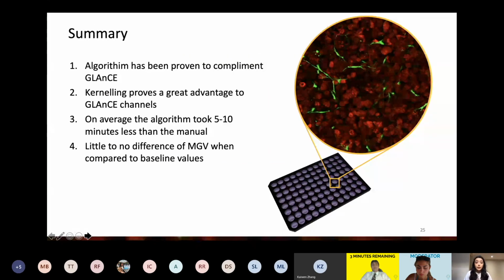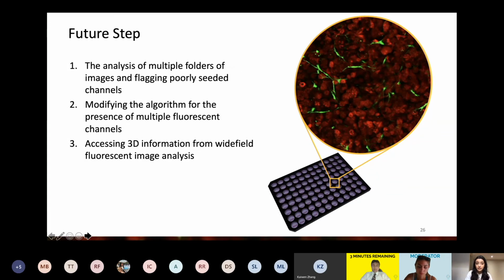In summary, our algorithm has been proven to complement GLANCE. It provides a great advantage to GLANCE channels, and on average, our algorithm took around 5 to 10 minutes less than the manual. There is little to no difference of mean gray values when compared to our baseline values.